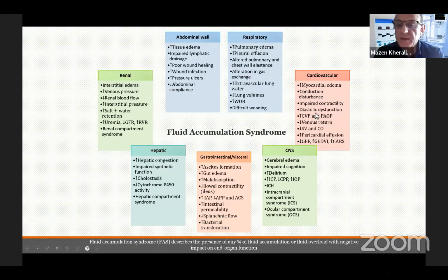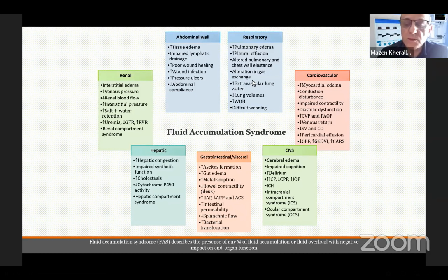At the same time, this fluid can also have an effect on the heart by increasing the myocardial edema, and that will lead to conduction disturbances, impaired contractility, and diastolic dysfunction, and that will lead to increased CVP and central pressures. Venous return is going to be decreased, and that will lead to decreased stroke volume and decreased cardiac output. So that means we're going to have hemodynamic instability because of fluid overload. Patients are going to continue to have hypotension, and that is because of the increased filling pressure on the right side and the decreased stroke volume.